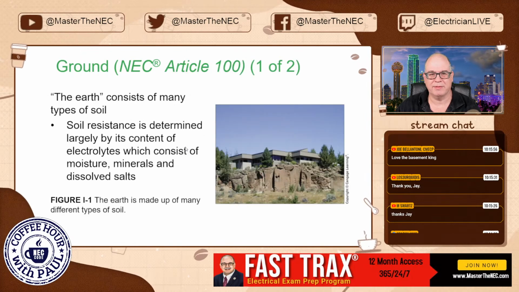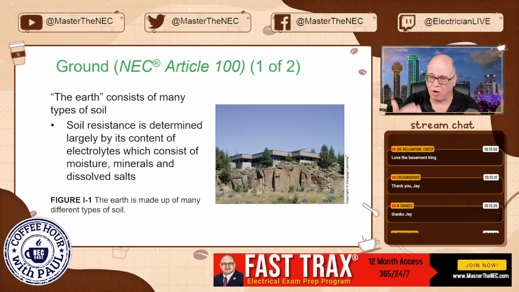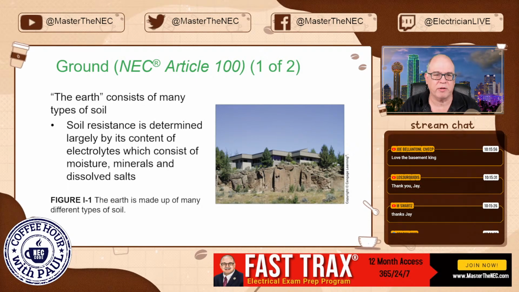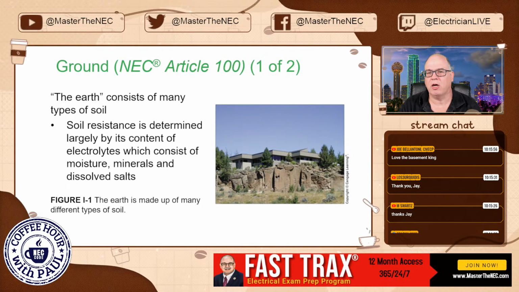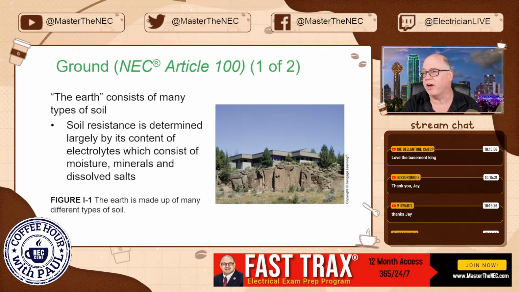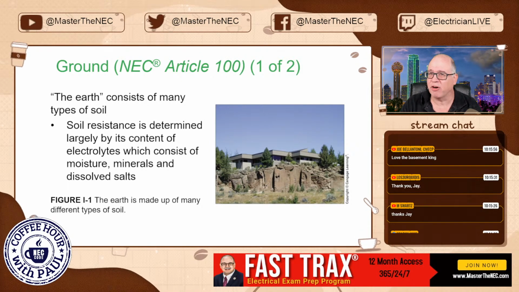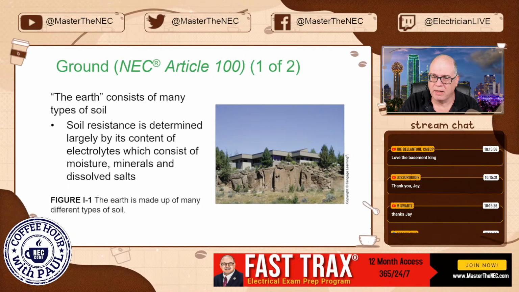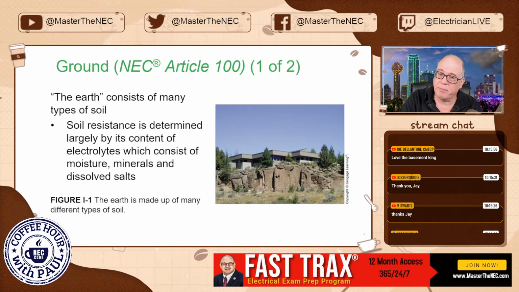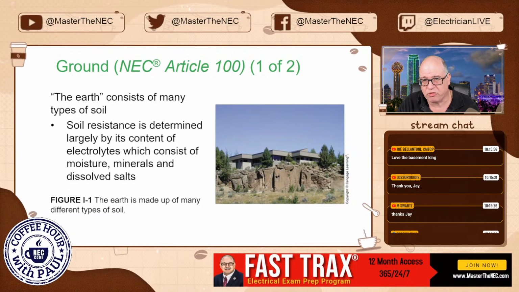All right, let's go. So let's look at some terminologies. And I'll remind you, this is all in our grounding and bonding purple series. The earth. In the code, when we're talking about it, it says the earth consists of many types of soils, depending on where you're at in the country. It's all based on the electrolytes that are in the soil, and dissolved salts, the different minerals, the different moisture levels, where it's drier, in some places it's extremely moist soil.